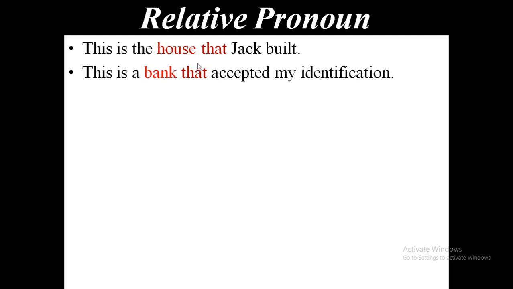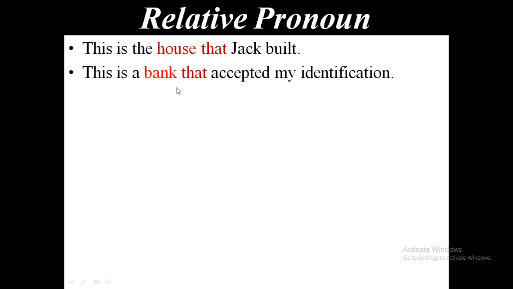Here that is used as a relative pronoun because it is connecting to house. You can break it: this is the house, one sentence, that Jock built is another sentence. So that has connected the two clauses and is referring to house. In the second clause, that plays the role of house, referring to the noun. The word that is substituted for it, so that's why it is called a relative pronoun.